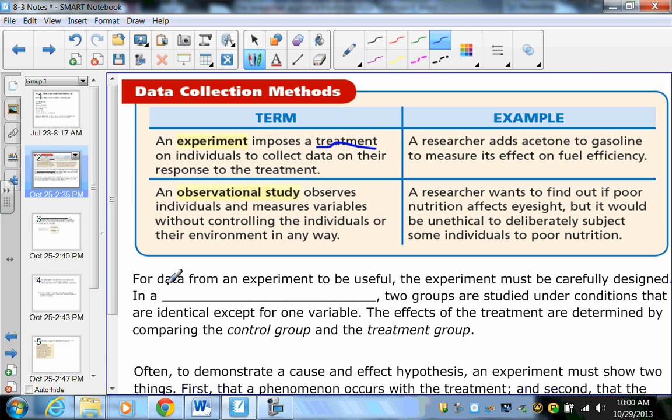An observational study observes individuals and measures variables without controlling the individuals or their environment in any way. So for example, a researcher wants to find out if poor nutrition affects eyesight, but it would be unethical to deliberately subject some individuals to poor nutrition. So in an observational study, you're literally observing the individuals, but you do not have any control.